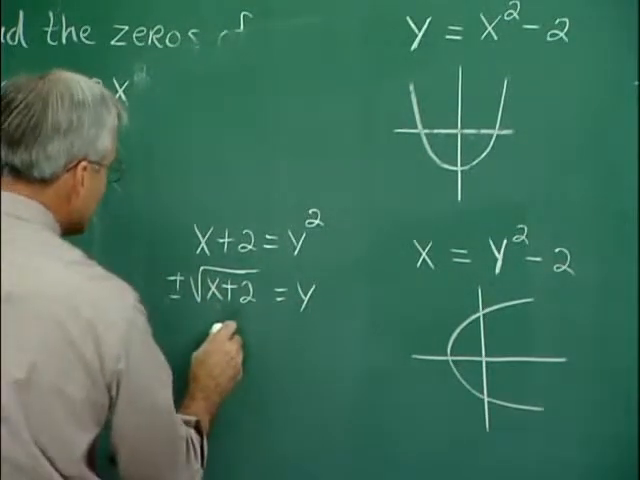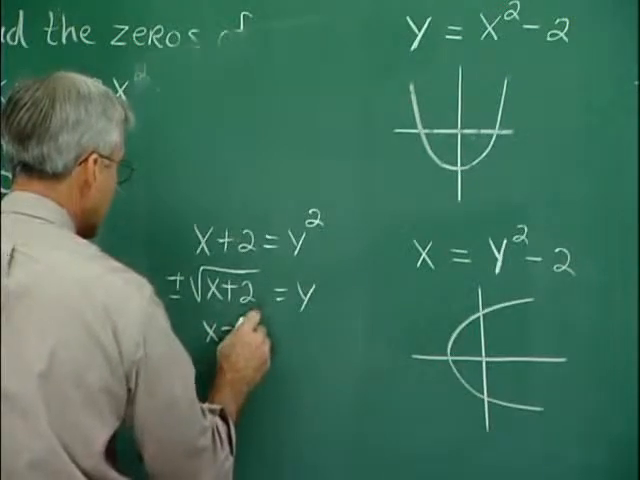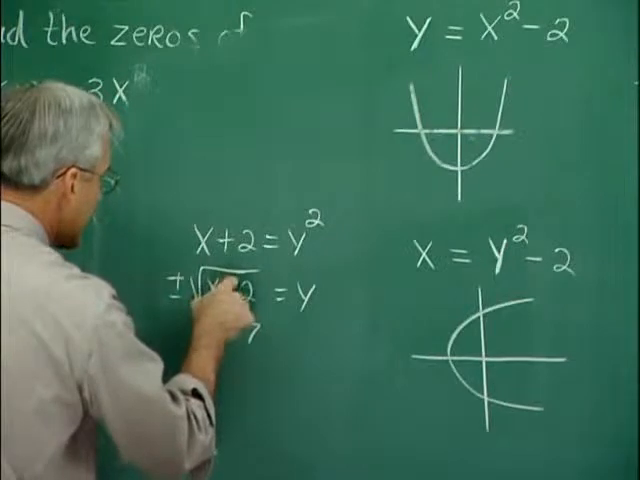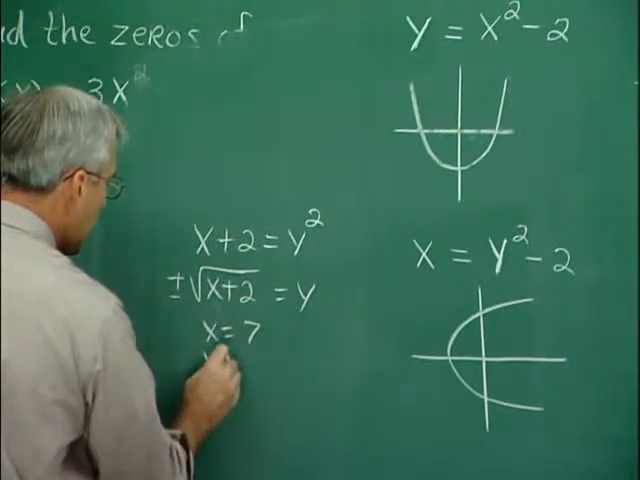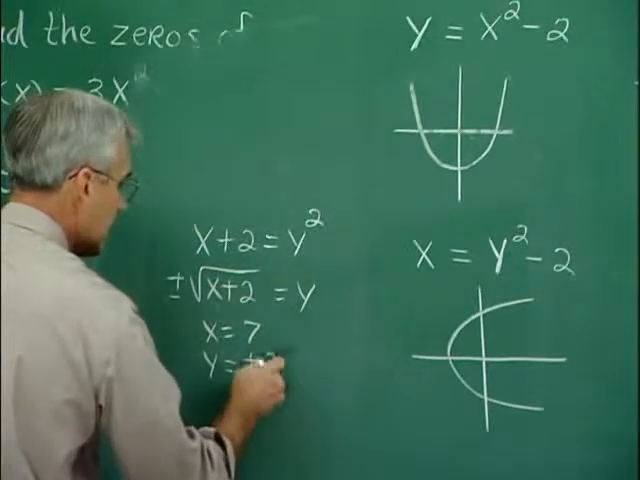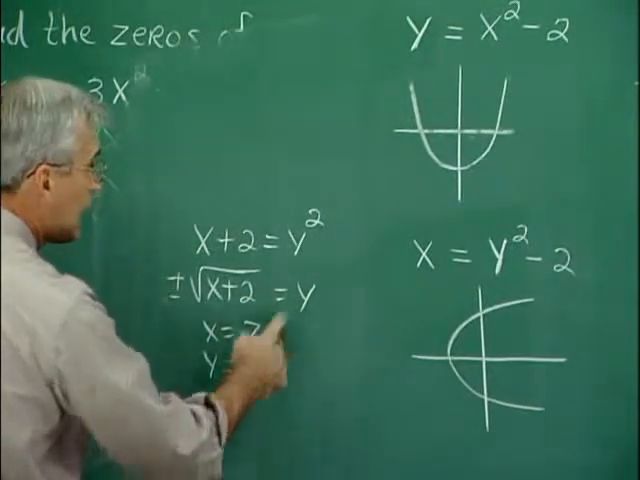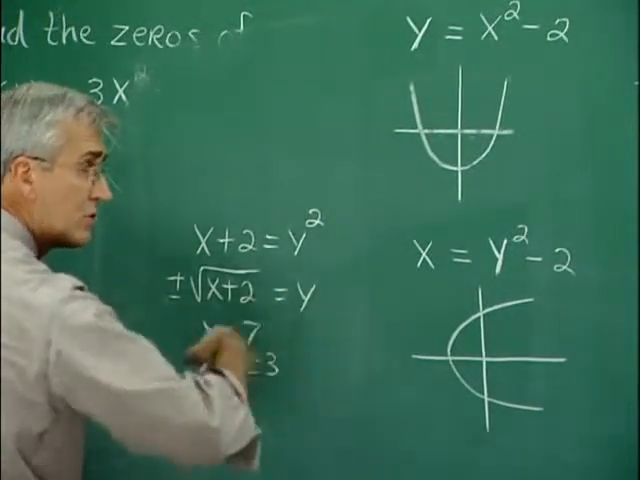So when x is, let's say, 7, for an x of 7, we would have 7 plus 2, 9, the square root of 9, 3, plus or minus 3. So y is plus or minus 3. And that means one value of x is giving rise to two values of y, not a function relationship here.